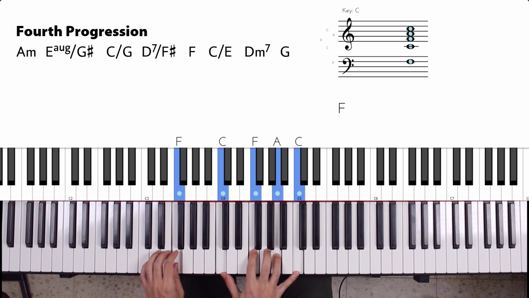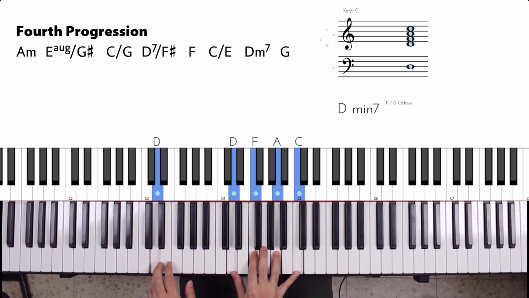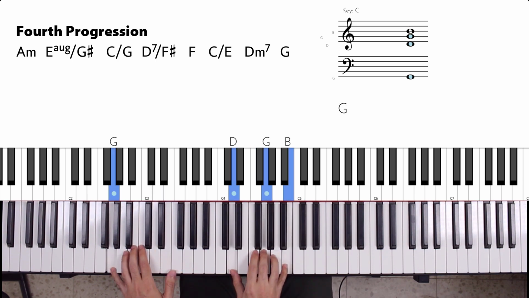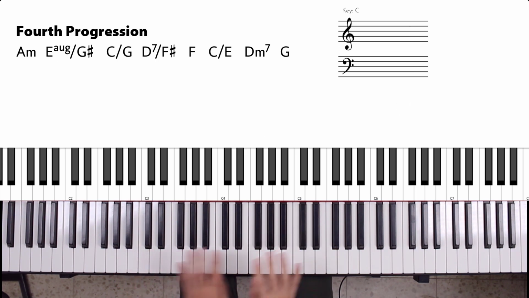An F, C over the bass of E, D minor or D minor 7, and G major. So you can see that you can mix and match when you have these 8 chord progressions. You can take the first chords from one and attach them to the last 4 chords from another.